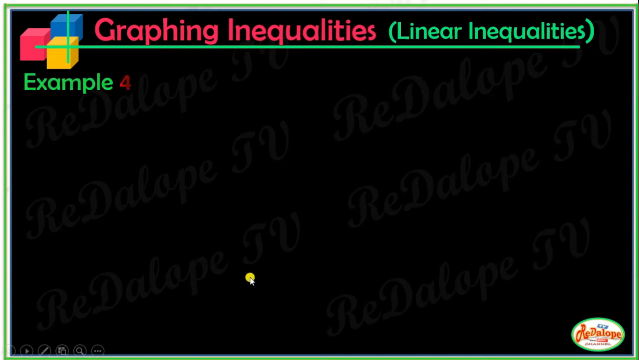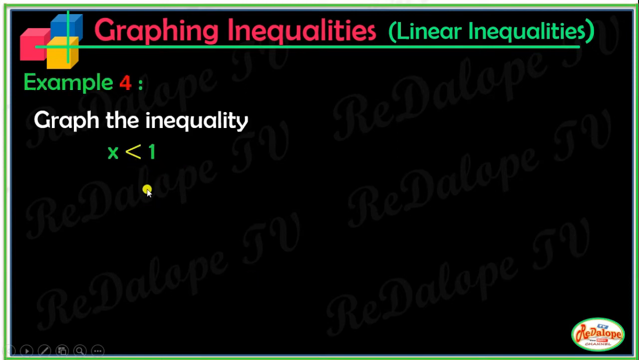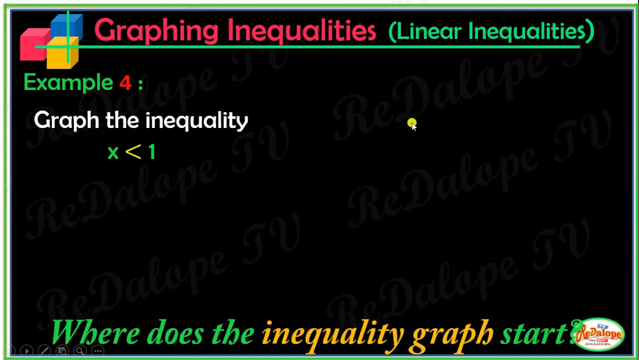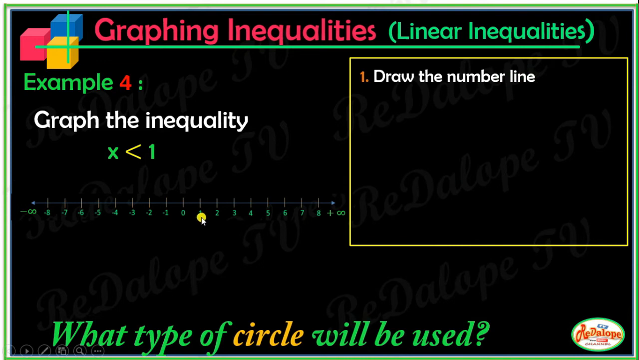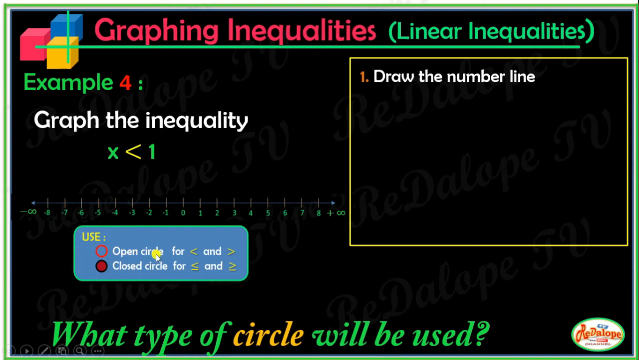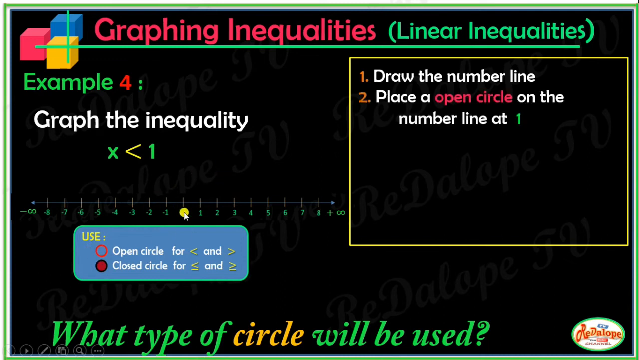And for the last problem we have, graph the inequality x is less than 1. So first, we draw the number line. So we have the number line from 0 to positive infinity, 0 to negative infinity. What type of circle are we going to use? The type of circle can be determined based on the inequality sign. Since this is less than, then therefore, again, we are going to use the open circle for less than or for greater than. And the open circle, we're going to place on the number line at positive 1. So we have the open circle here.